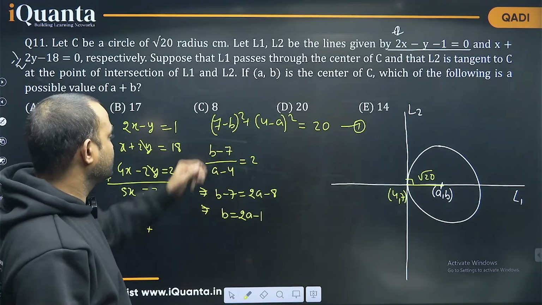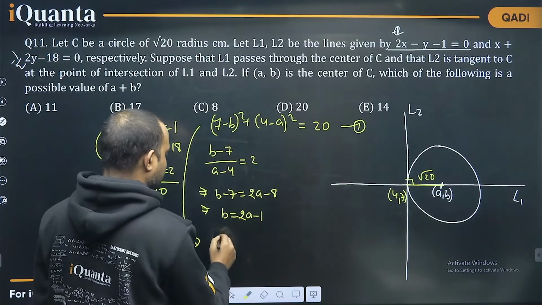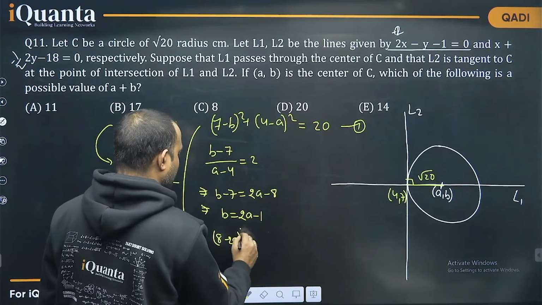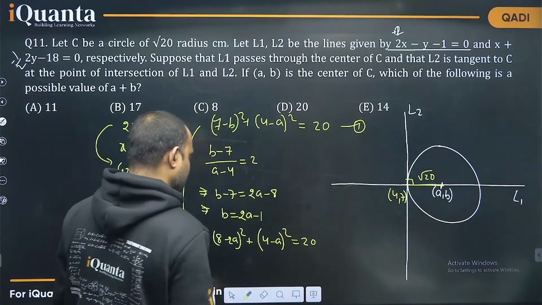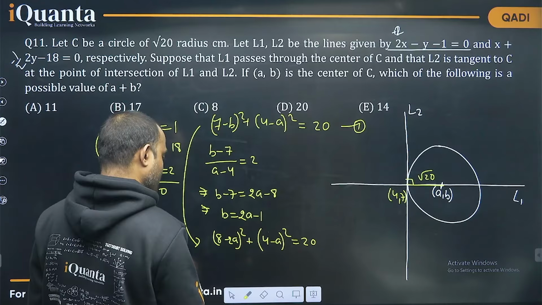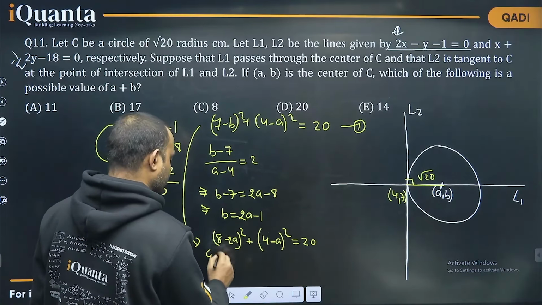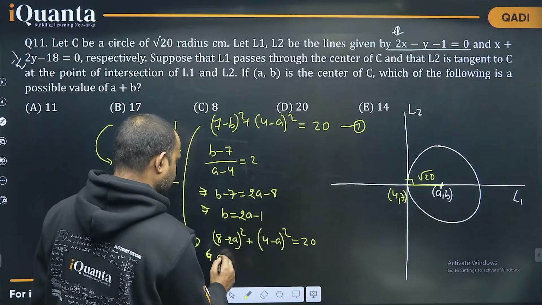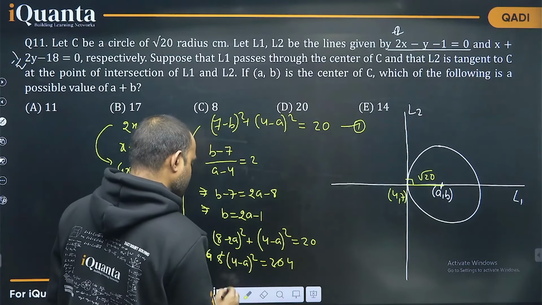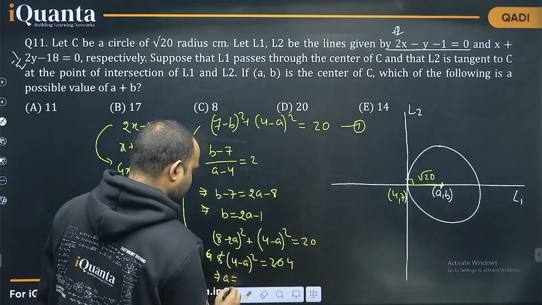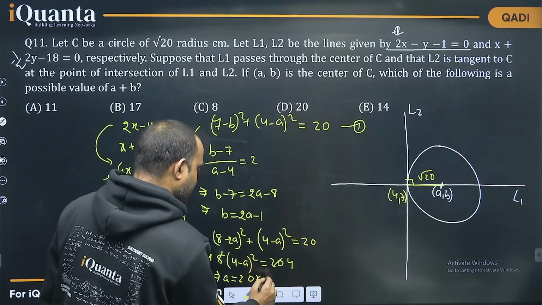Now we can put this here. So this will become 7 minus (2a minus 1), which is plus 1, so (8 minus 2a) whole square plus (4 minus a) whole square is equal to 20. Okay, so we can take 2 common here. It will be 4 plus 1, 5 times. So 5 times (4 minus a) whole square is equal to 20. This will be 4. So from there we can say (4 minus a) is plus or minus 2. So a will be equal to 2, or a will be equal to 6.